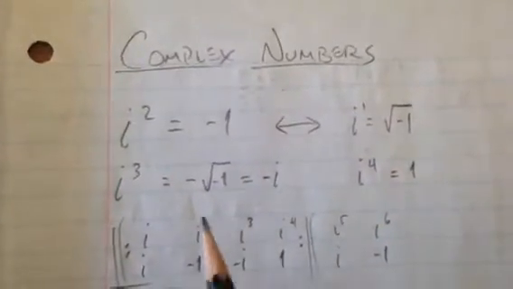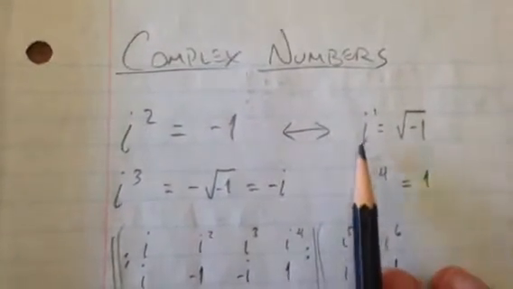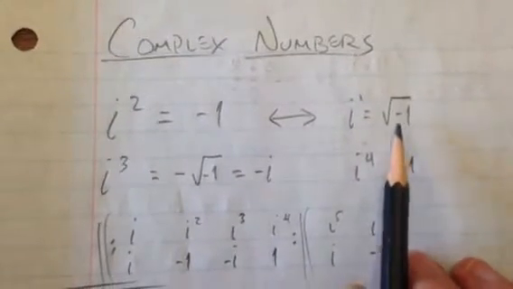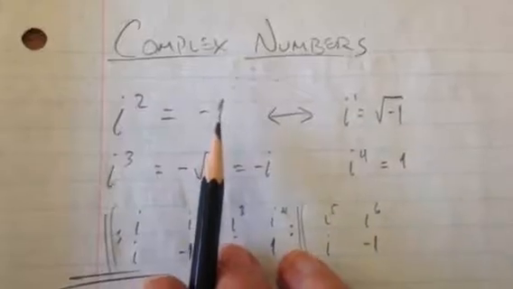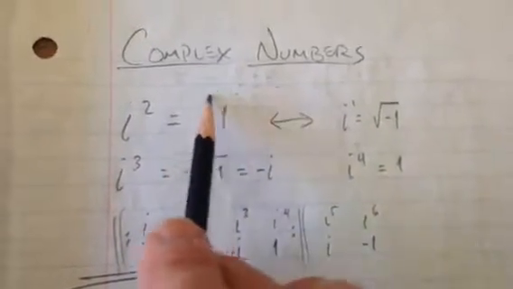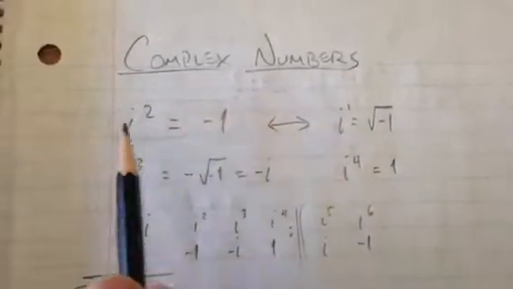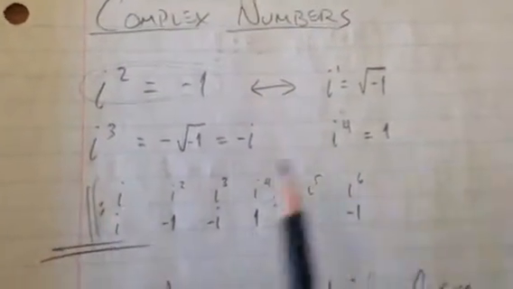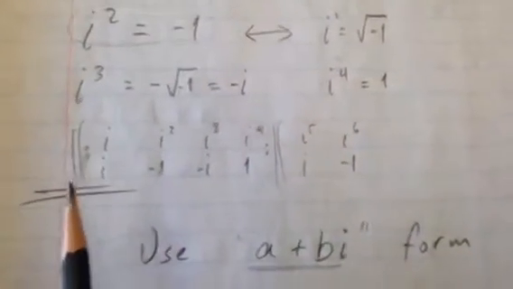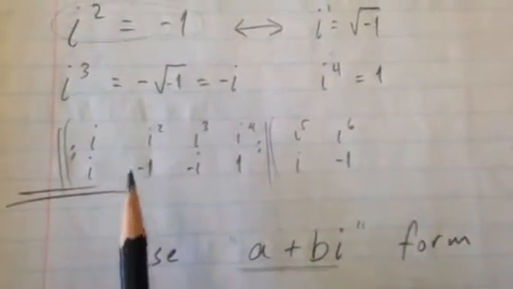And just to remind yourselves on some basics on that, i is defined as the square root of negative 1, which also gives us the fact that i squared is equal to negative 1. So please, please, please remember this. This is one of the most important things about this whole work here.